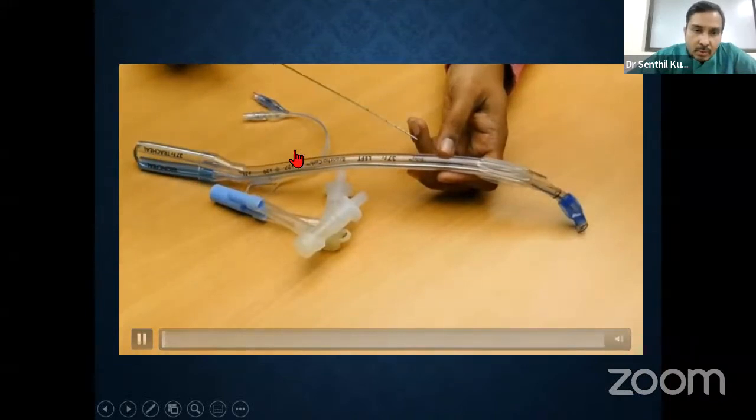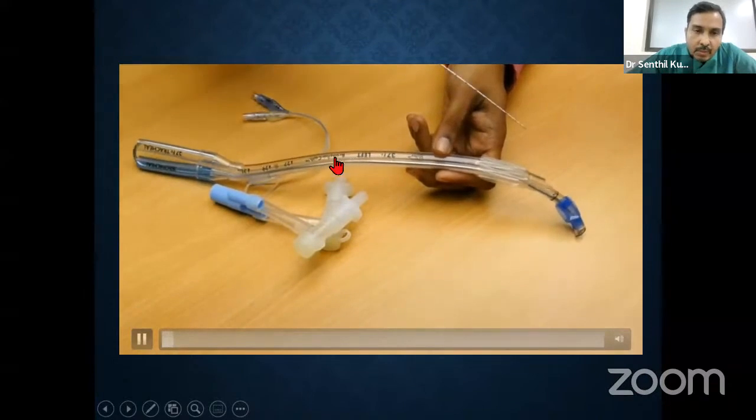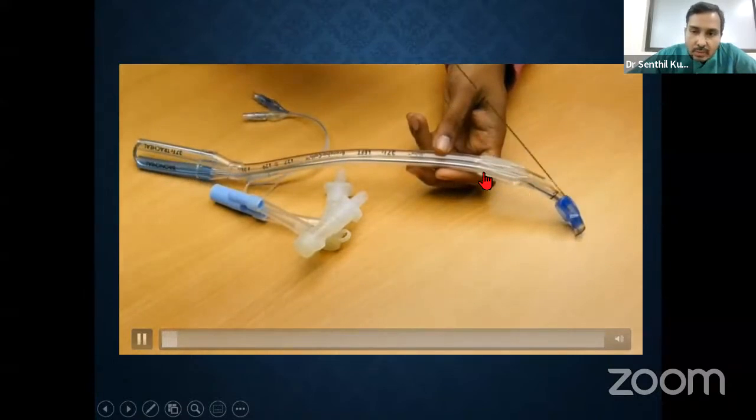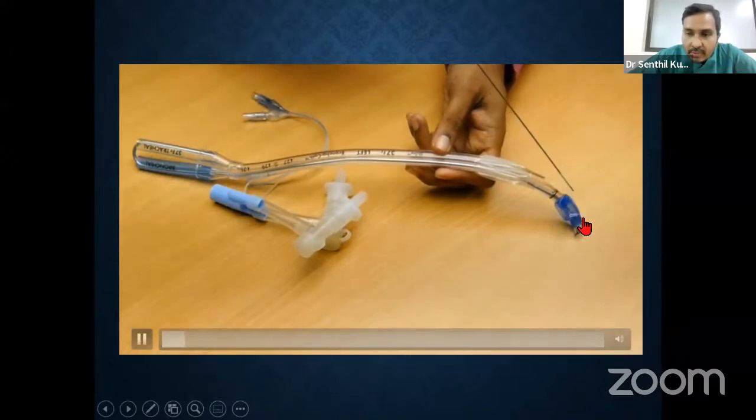See, this double lumen tube consists of two tubes which are sandwiched to form a single tube. And you have two channels. One is the tracheal channel, the second is the bronchial channel. Here you can see two cuffs in this tube.